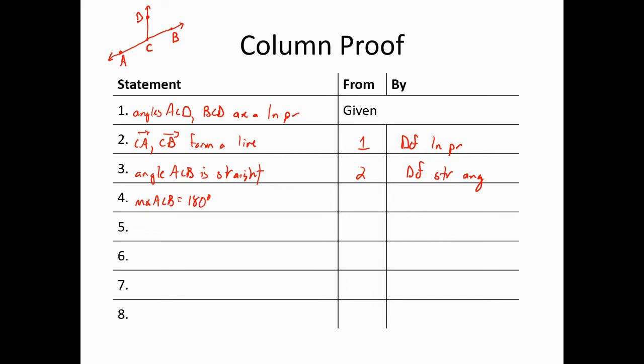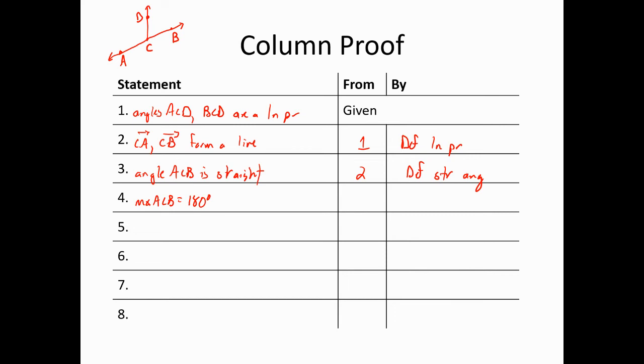And why is that true? Well, let me tell you why it isn't true. Let me point out a mistake in the attempt to find the reason for this. Sometimes students will say this is just the definition of straight angle. It's not. The definition of straight angle is the sides form a line. It doesn't say anything about the measure.